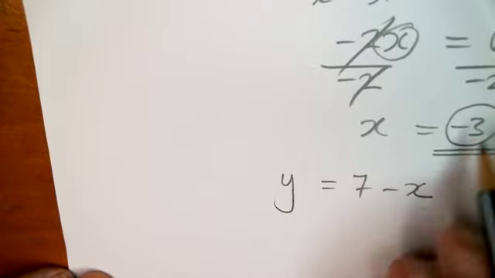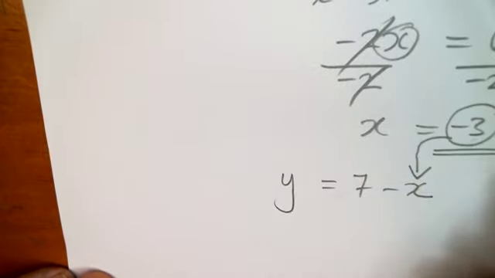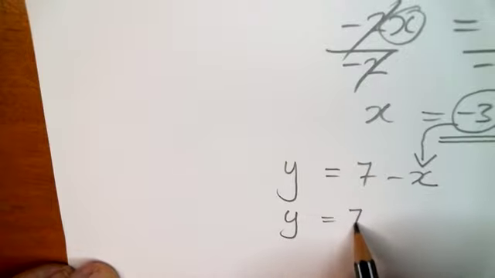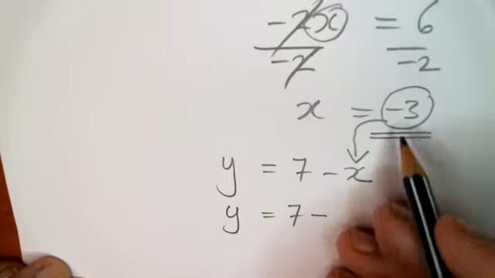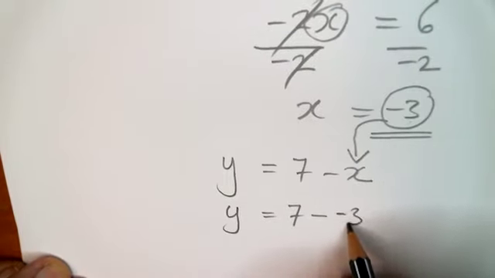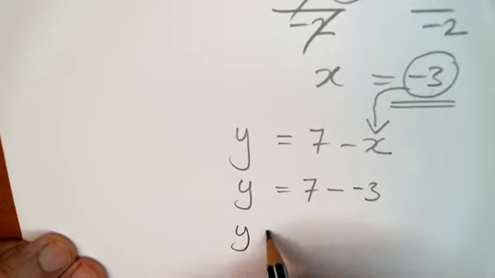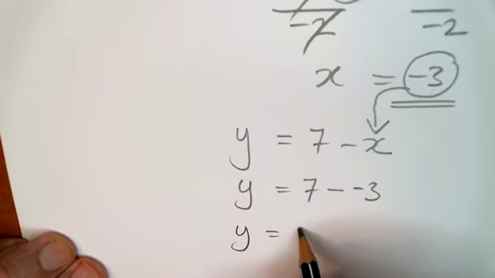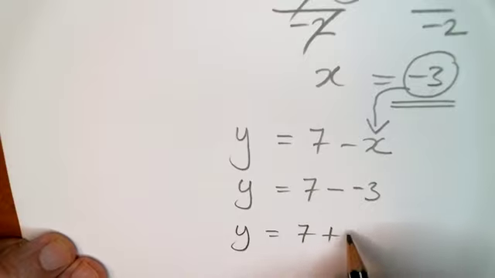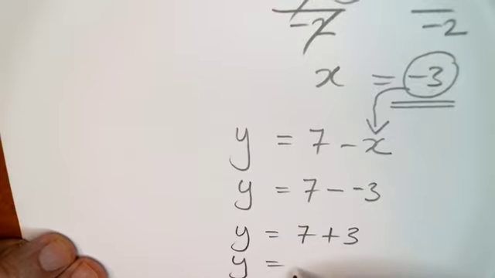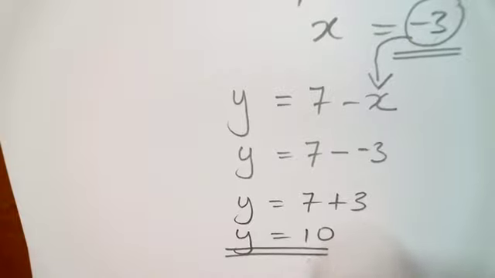I know what x is. I'm going to put that straight into the value here. So that makes y is equal to 7 minus, and what's x? It's minus 3. So I've got y is equal to 7 minus minus 3, which is 7 plus 3. So y is equal to 10. So there's my value for y.